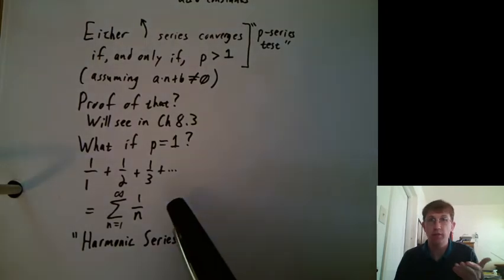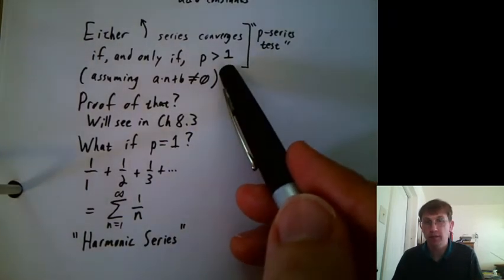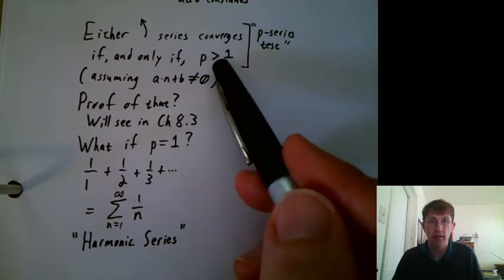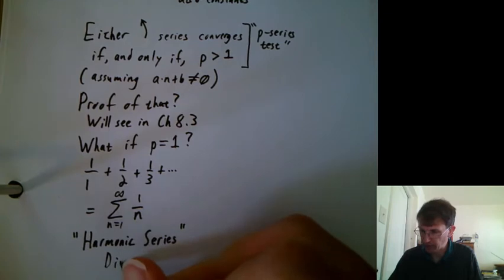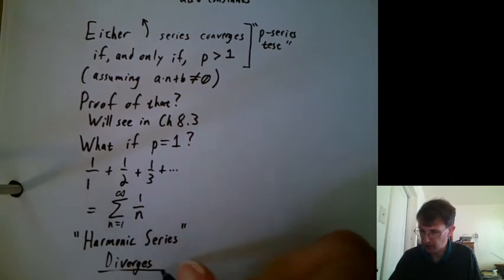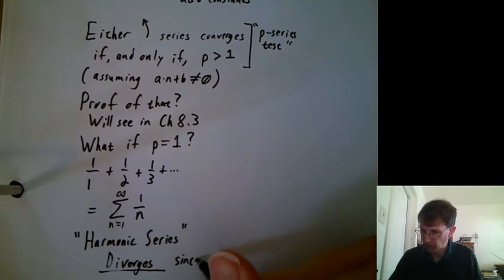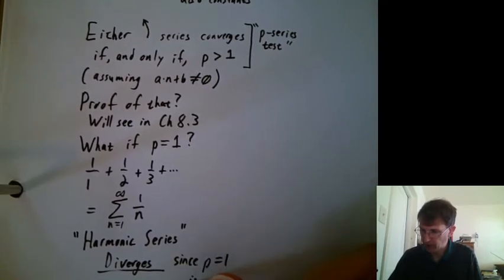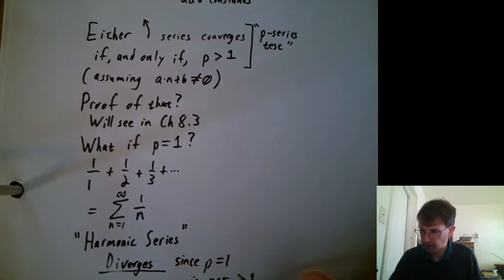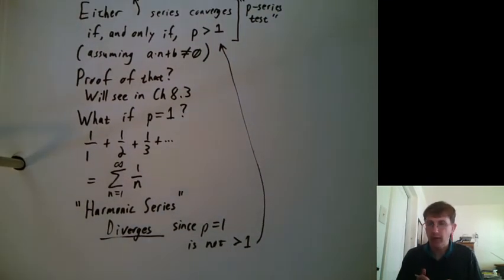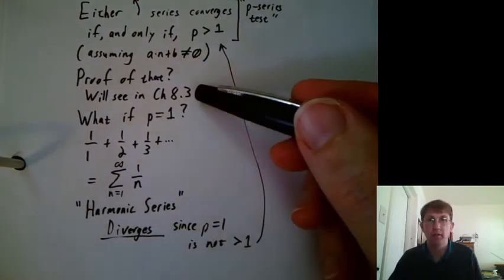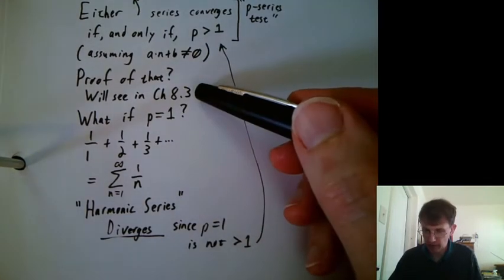And what would you say, does this series converge or diverge? Well, it's a p-series with p equals 1, and the p-series test says that if p is equal to 1, then the p-series does not converge. There's no less than, greater than, or equal to here. So the harmonic series famously diverges, since p equals 1 is not greater than 1, like we said up there. There are proofs of that even without the stuff we're going to do in chapter 8.3, but I don't think we need to get into them.